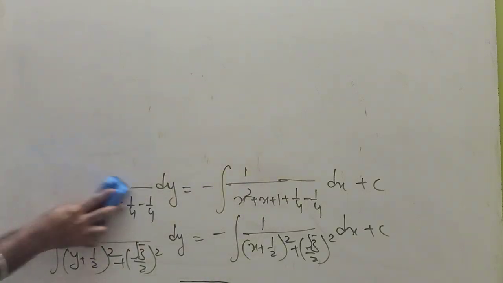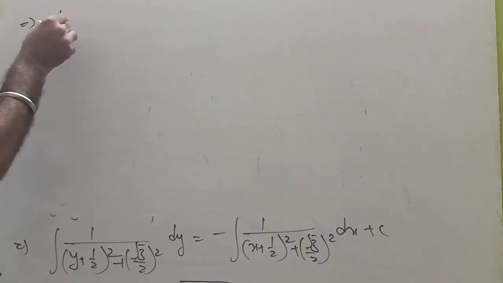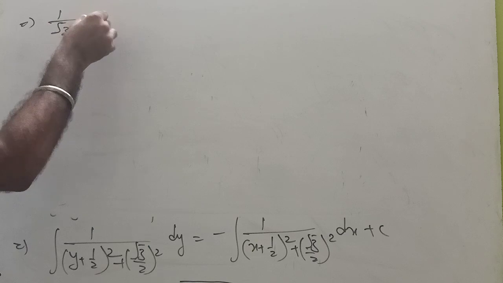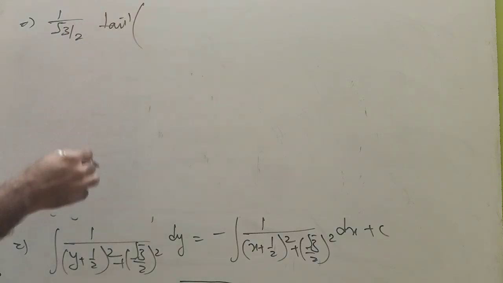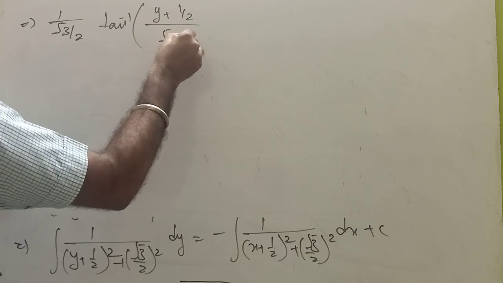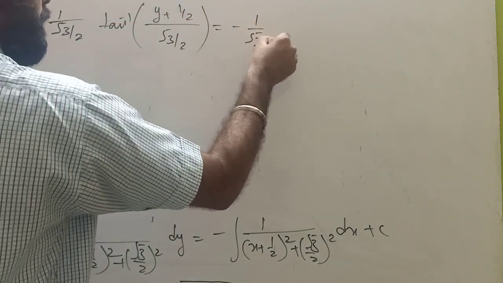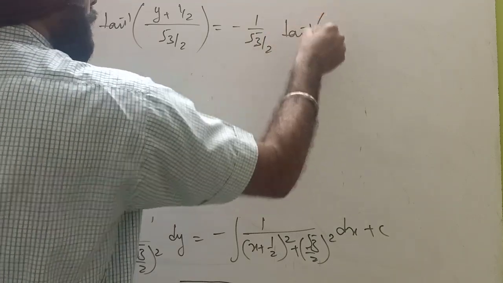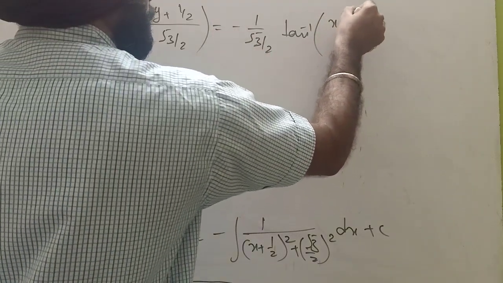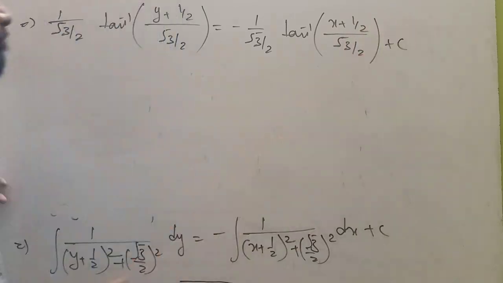And the formula for this is tan inverse. So the first formula is 1 over a. A means root 3 by 2. Tan inverse x over a, that is, y plus 1/2 over root 3 by 2. Same in the right hand side, minus 1 over a, tan inverse (x plus 1/2) over root 3 by 2, plus c.